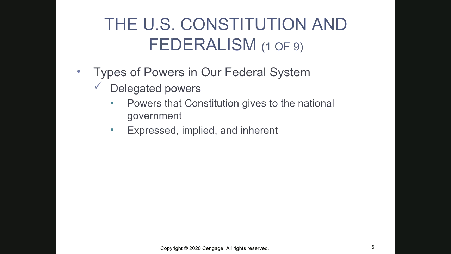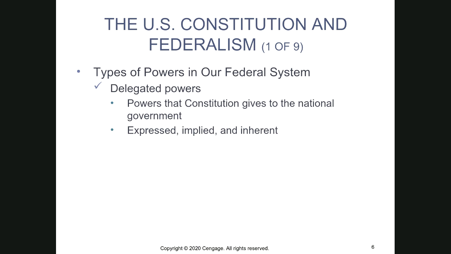Congress gets to go in and create a postal service. Congress gets to go in and provide for trademark laws and copyright laws, patent laws. Congress gets to go in and raise a militia. So Article 1, Section 8 is going to very explicitly lay out what the federal government gets to do.